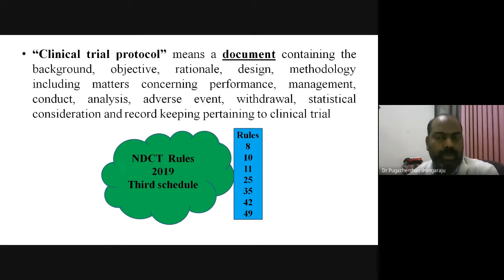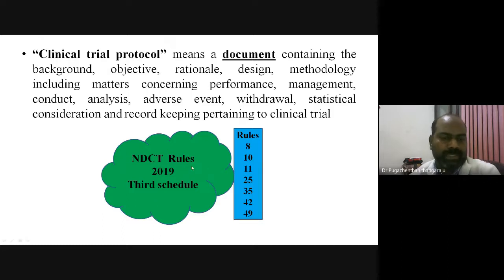and how are you going to report, and how are you going to withdraw the patients? After all these things, what is the final data we have, and how are we going to apply the statistical considerations? And after all this, how are we going to keep the data, and for how many years, regarding this clinical trial. So this is a full document which describes each and every component.